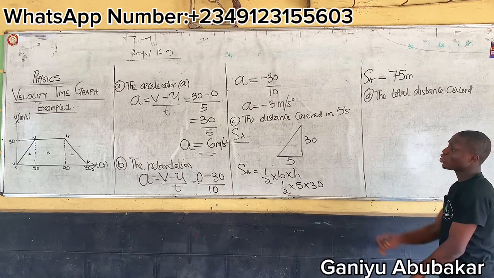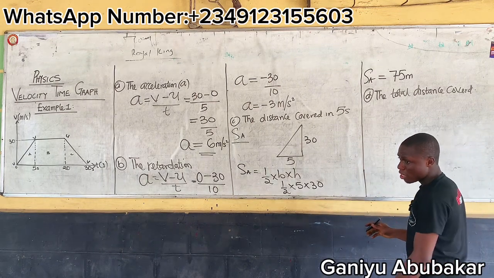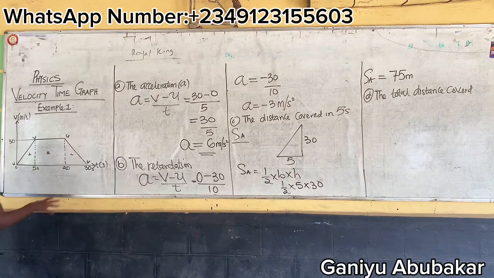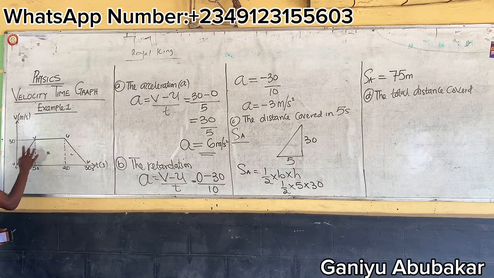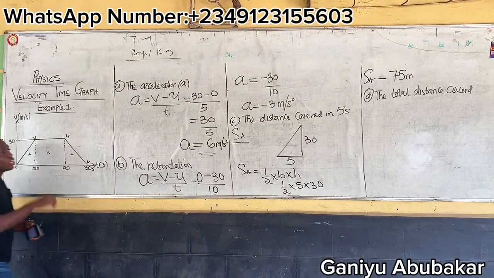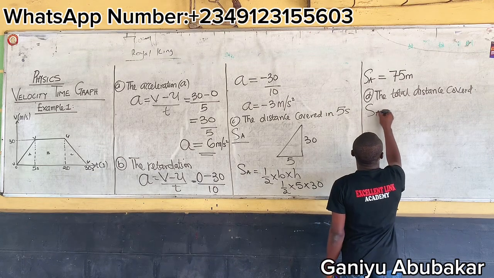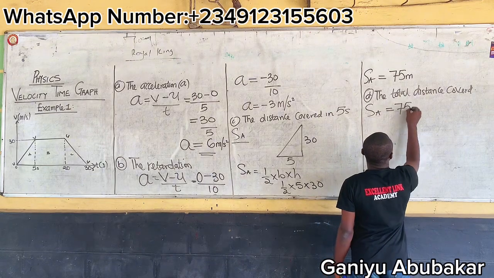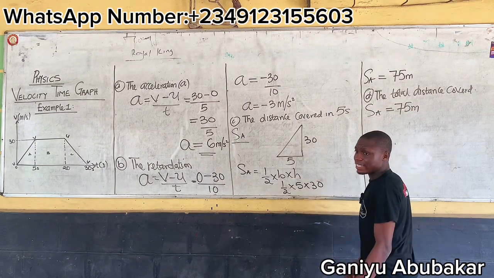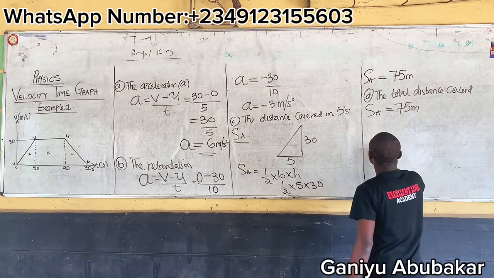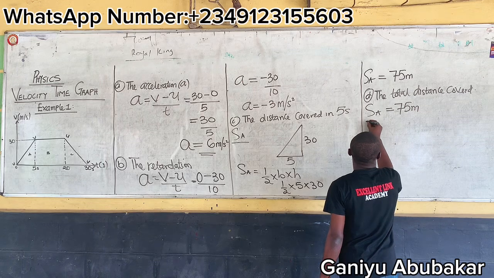Please check. I have sections A, B, and C. Look, total distance covered is found from the area of each section. I've done section A already. So the distance at A, that is SA, was 75 meters. Let's get SB and SC.